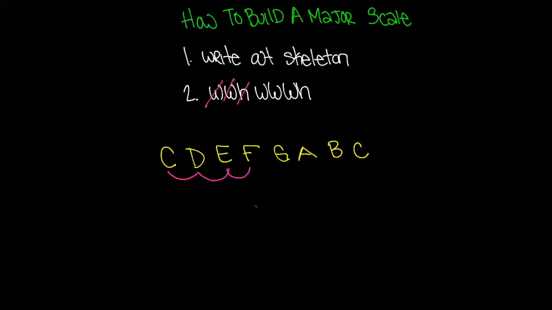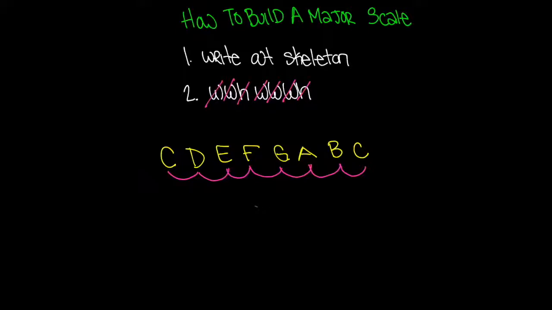It's a half step. Is F to G a whole step? Yes, it is. Is G to A a whole step? Yes, it is. Is A to B a whole step? Yes, it is. And finally, is B to C a half step? Yes, it is. And so there we have properly built and verified our C major scale.